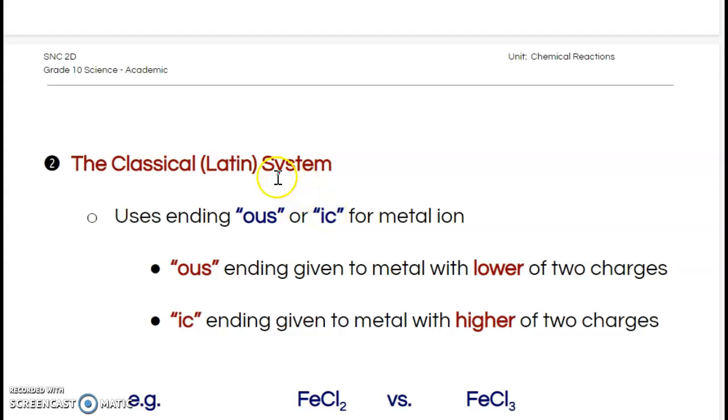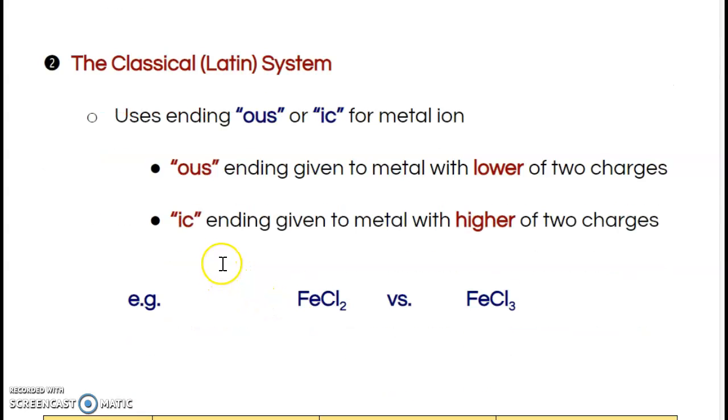The classical Latin system uses the endings -ous and -ic. -ous is given to the metal with the lower of the two charges. -ic is given to the metal with the higher of the two charges. This iron here has a charge of 2, and this iron here has a charge of 3. So this one you would use the -ous, and this one you would use -ic. Don't worry about ferrous right now.